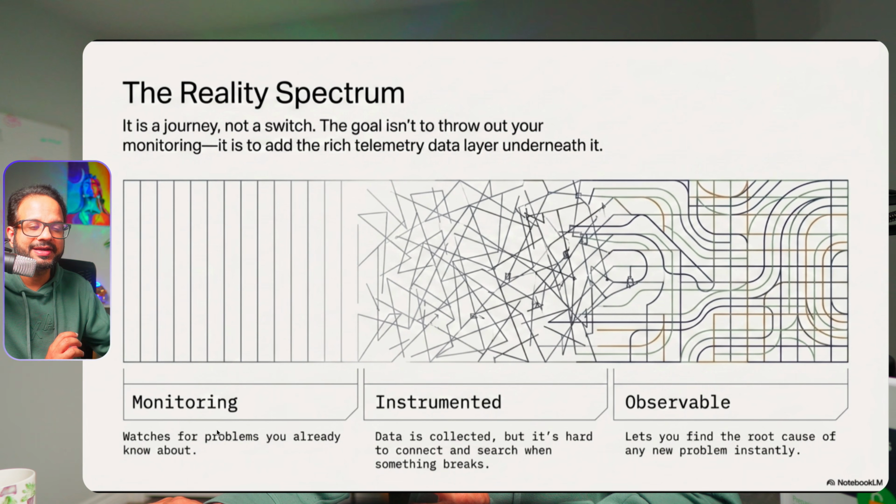So monitoring watches for problems you already know about. When you instrument your machine or your server, data is collected, but it's hard to connect and search when something breaks. So you have just instrumented it. But observability lets you find the root cause of any problem instantly. So you should have monitoring, instrumentation, and observability. That would make your system more reliable.